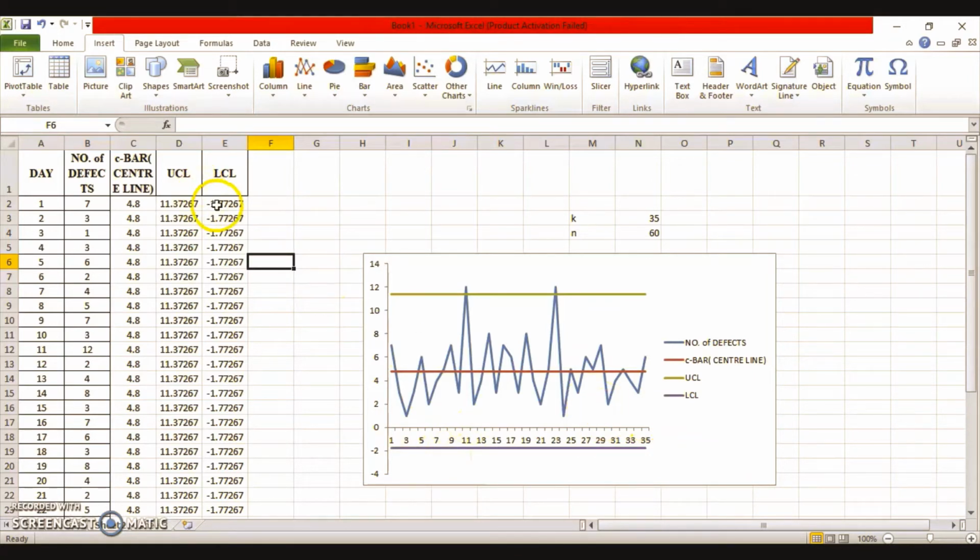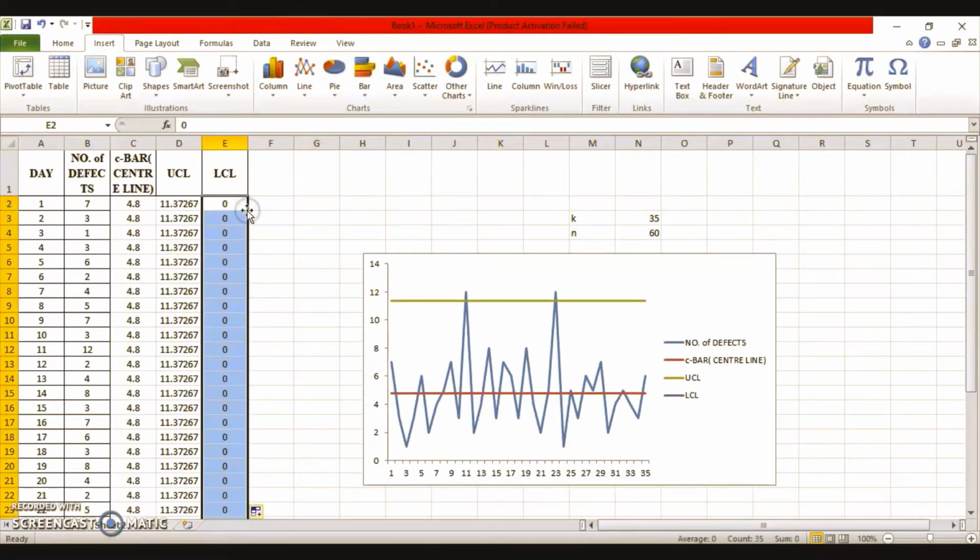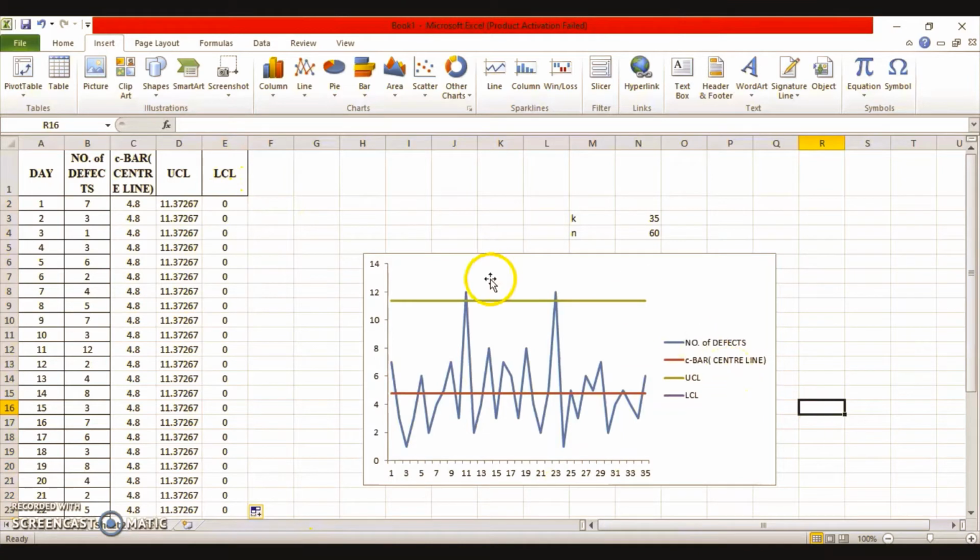We learned in the previous session that whenever the lower control limit is negative, we have to replace it with 0. So for all the values, we replace it with 0, and the moment you change the value of the lower control limit, the graph will look like this. So the first step for the preparation of a revised C chart is to find the points which are crossing the control limits. Here we have 2 points, point 11 and point 23.